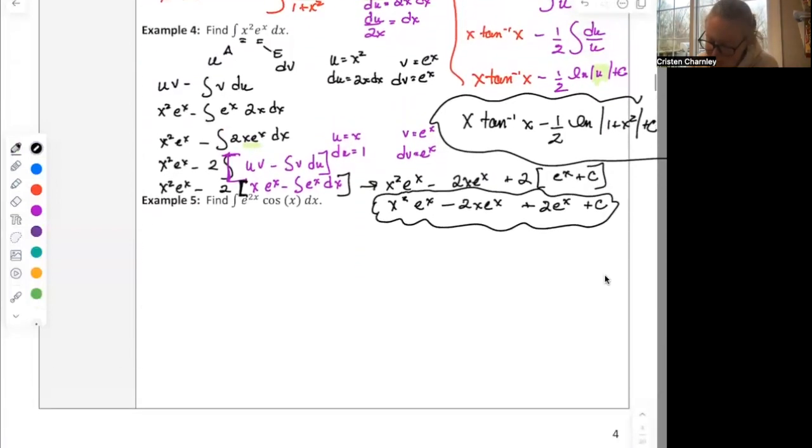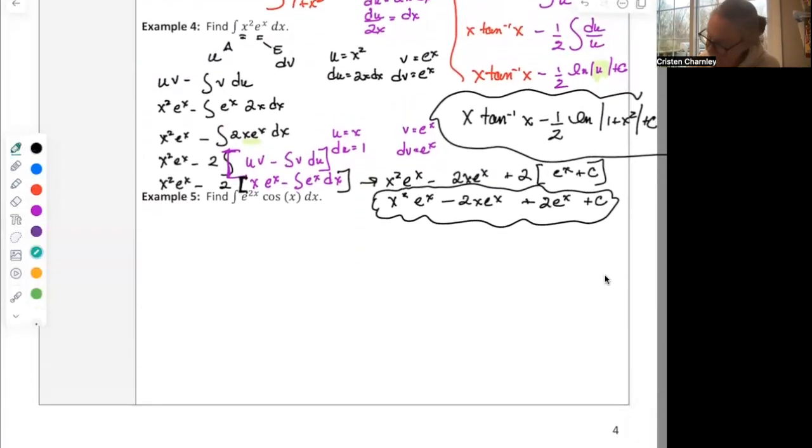Cruising right along, example 5 here. I'll switch colors so they don't get stuck together. E to the 2x and cosine of x. I know this is an exponential. I know that this is a trig. This should be the u. This should be the dv.